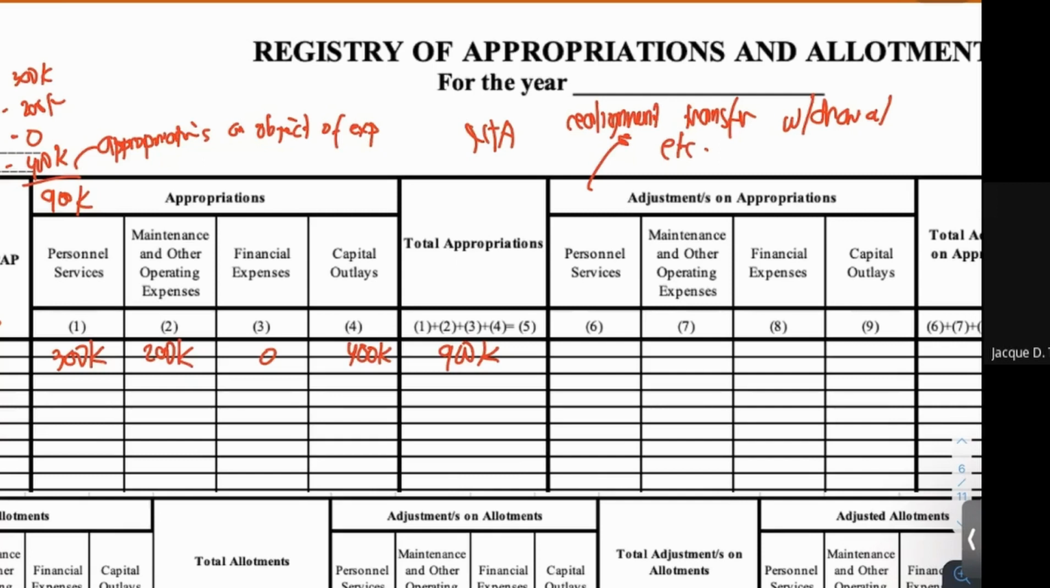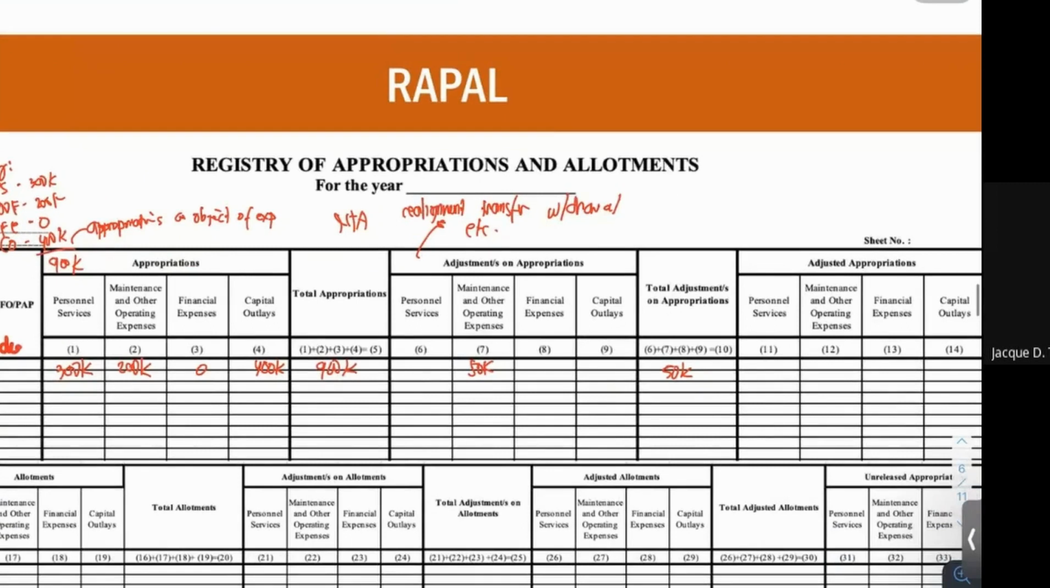So let's say there is a transfer of MOOE 50,000. So total adjustments therefore is 50,000. After the adjustment, we will now look into the adjusted appropriations. So since there is no adjustment on the 300,000, our PS is still 300,000. MOOE, there is an adjustment of 50,000. So 200 less 50, we have 150. And then no adjustment for capital outlays, 400,000.